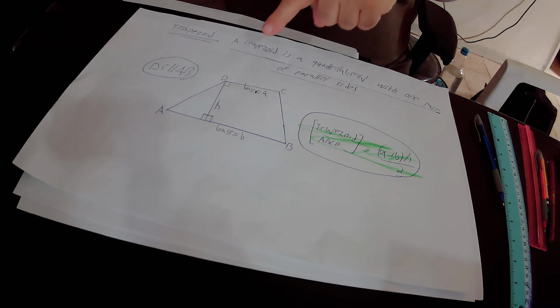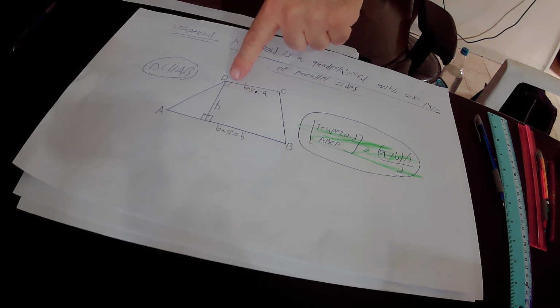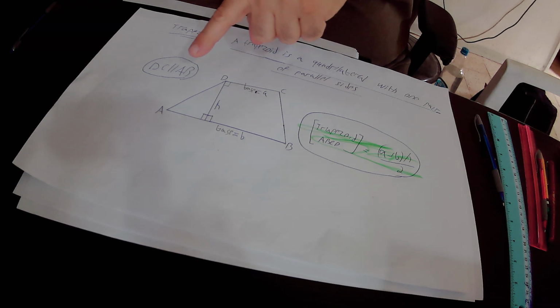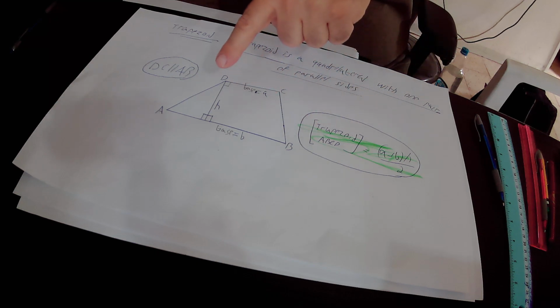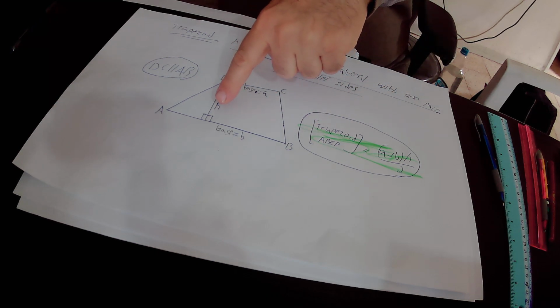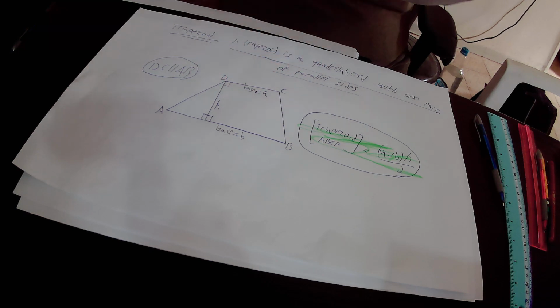The height h must create 90 degrees with the two bases. And indeed, the height h creates 90 degrees with the first base, DC. This angle is a right angle, and it creates 90 degrees with the second base AB, because this angle equals 90 degrees and this angle equals 90 degrees. So in conclusion, the area of trapezoid ABCD equals the sum of its two bases, A plus B, times the height h, over 2.